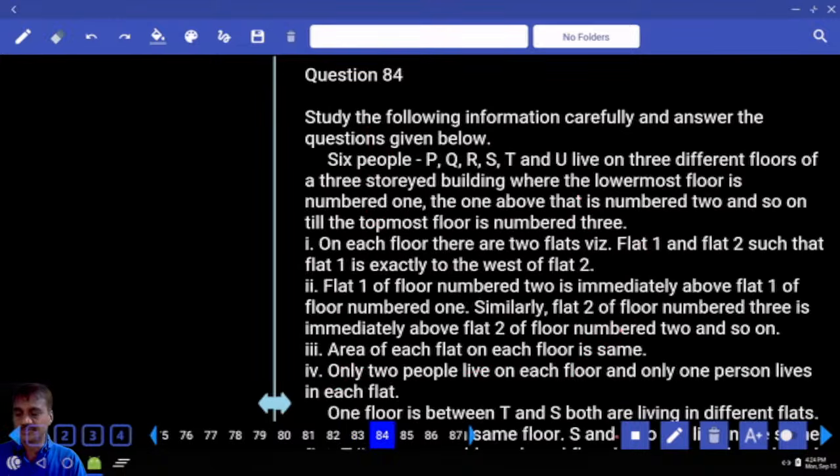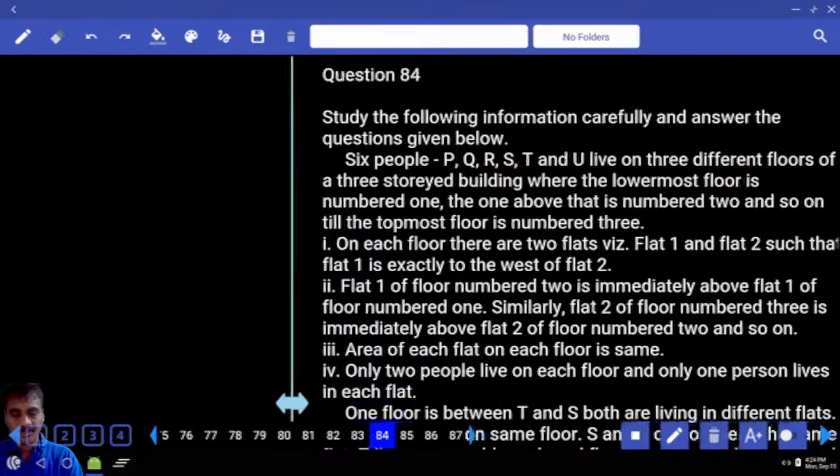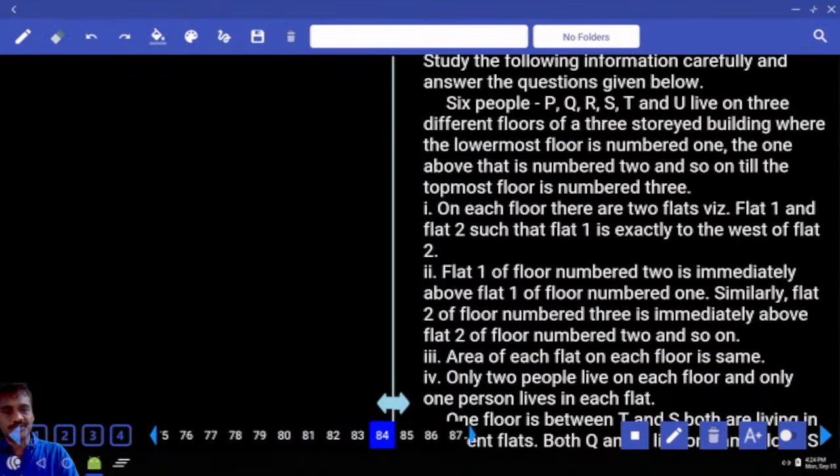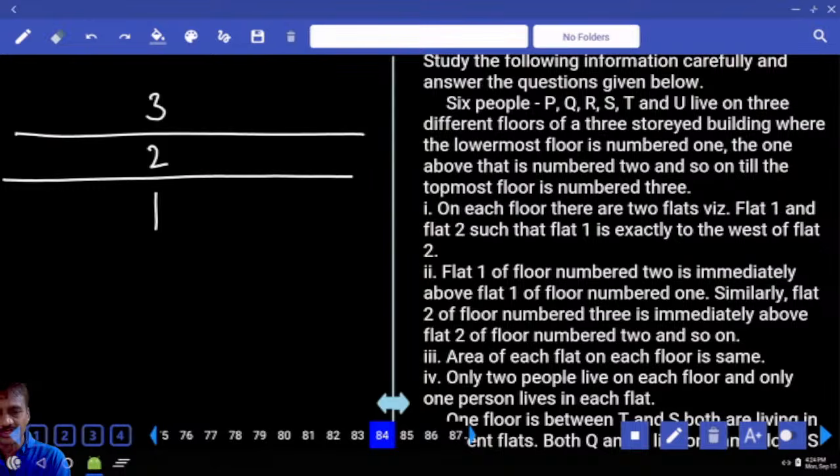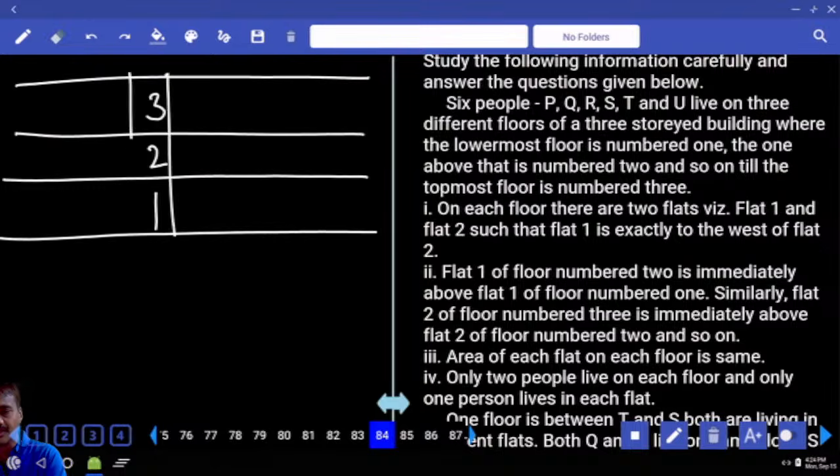Then 84 onwards. Now 84 to 87, what is given? Now 6 people, 3 different floors. Each floor, how many persons? 2 persons. Now these are the 3 floors we have. 3 floors, and 2 persons in each of these floors. Now 6 persons were there.